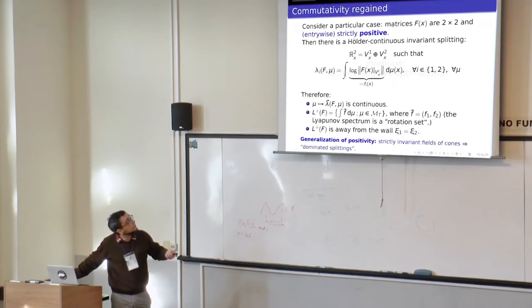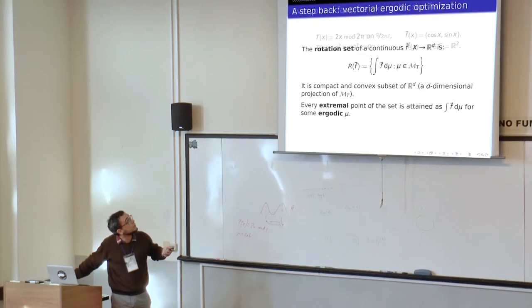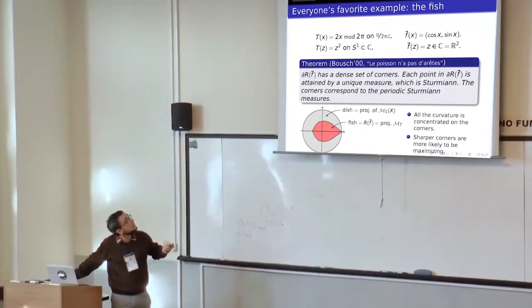Right. So at this moment we realize that we missed something. Before dealing with this complicated problem about Lyapunov exponents, we should have worked with this kind of thing, right? The rotation sets, the sets that you obtain by integrating a vector-valued function. I don't have much time, but here I define this thing, and there is a basic example that's called the fish, where you have the doubling map, and it's easier to work with the unit circle, and your function f is just the identity, where you identify the complex and the reals.